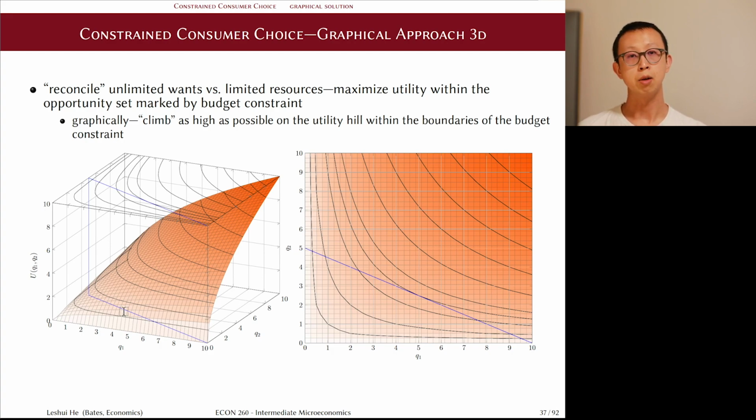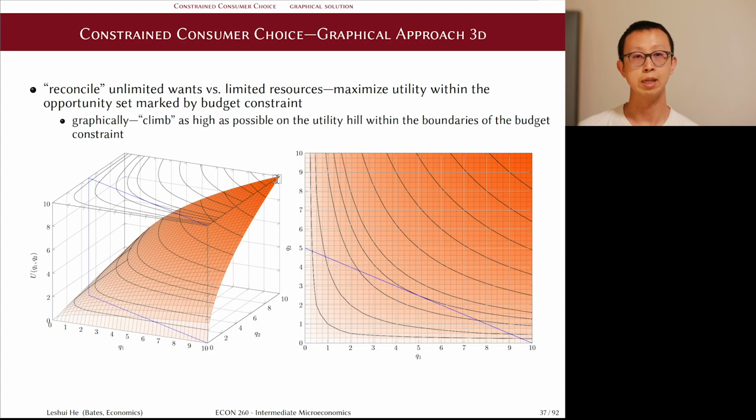Recall that in our model of preferences, the non-satiation assumption was in place to model the idea of unlimited wants. Without any constraint, the consumer would choose the farthest possible bundle towards the upper right corner of the Q1, Q2 dimension, or towards this corner of the 3D graph, where it points to the highest altitude we can reach on the utility hill. Such a point would provide the highest possible utility value.